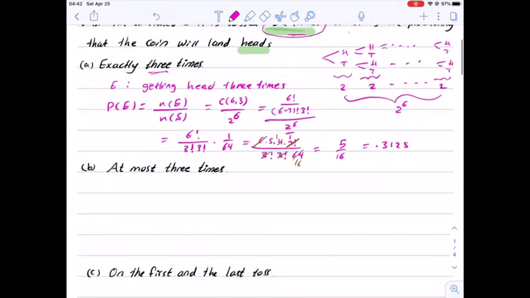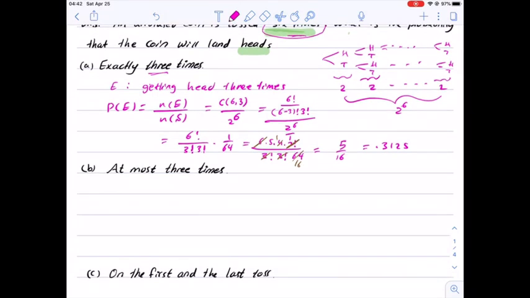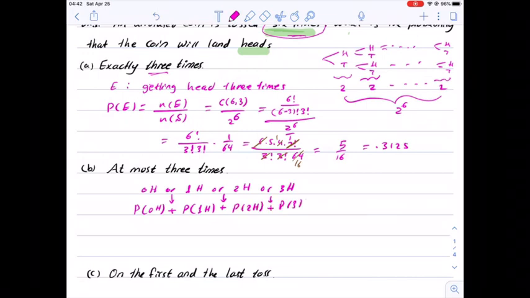Now for B, at most 3 times. We want to get heads at most 3 times. What does that mean? That means either 0 times we get heads, or 1 time, or 2 heads, or 3 heads. At most 3 heads means these cases. Now you take the probability of getting 0 heads plus the probability of 1 head plus the probability of 2 heads plus the probability of 3 heads.